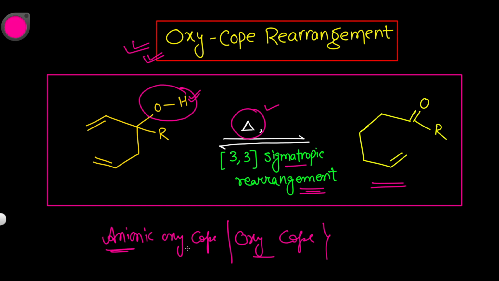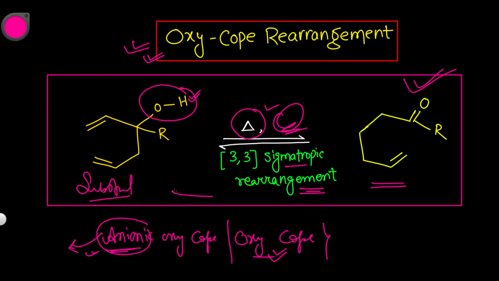You can also think about it this way behind the names oxy and anionic oxy. When we take a base in the reaction, we say that the reaction is an anionic Oxy-Cope rearrangement. When we don't take a base, it is called simple Oxy-Cope rearrangement, because in this reaction we are not taking any base. Now let's start the mechanism, how this substrate is converted into product.